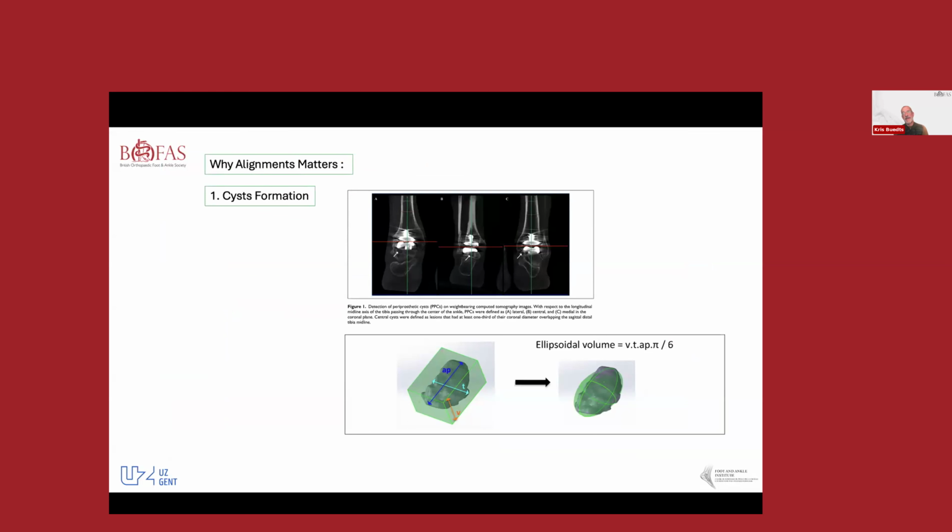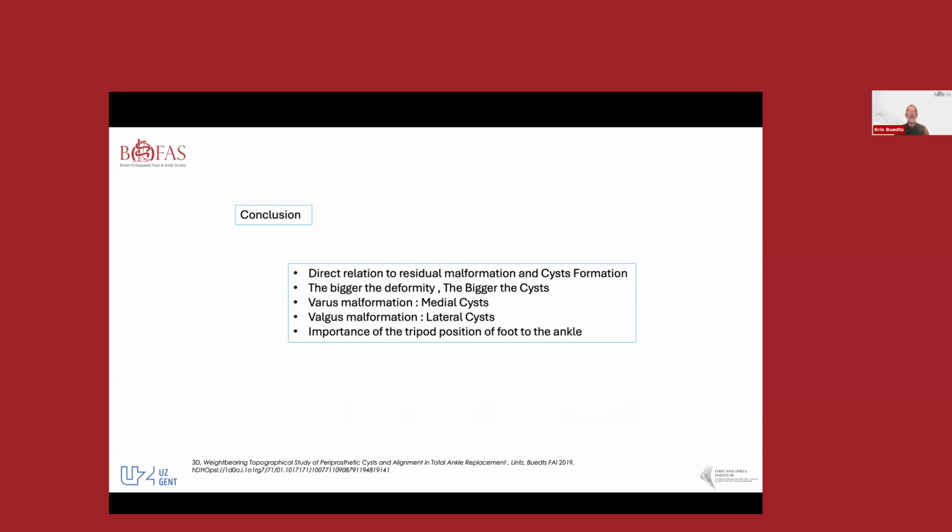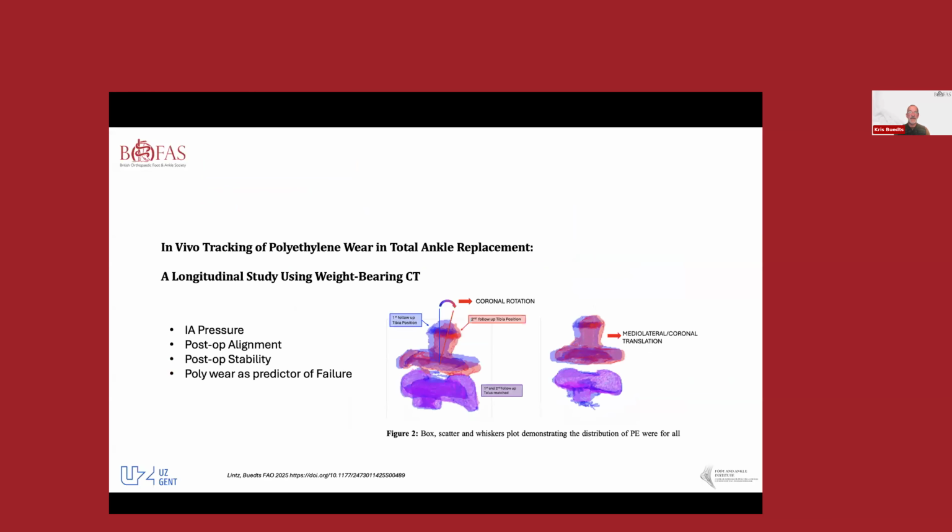Alignment matters, and we're able to prove it. We have 2 articles looking at alignment. One article was looking at cyst formation in the post-op phase and long-term outcome. What we found is that there's a direct relation between residual malalignment and cyst formation. So the bigger the deformity you have after implantation, the bigger the cyst you get. Also, a varus malalignment will get medial cysts, and a valgus malalignment gets residual lateral cysts. And that shows the importance of the tripod function of the foot and ankle after implantation.